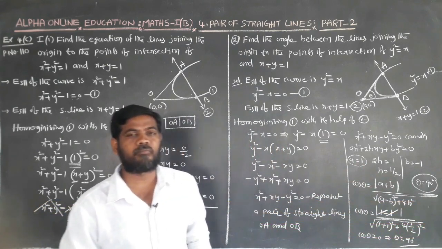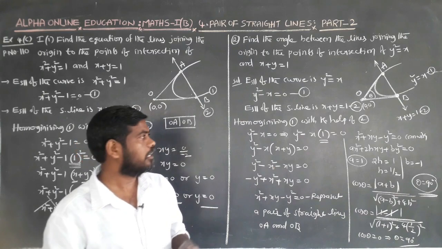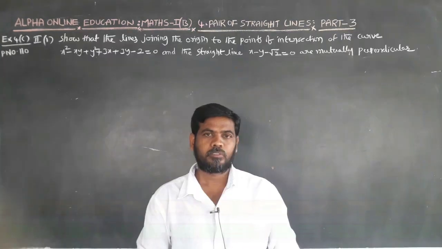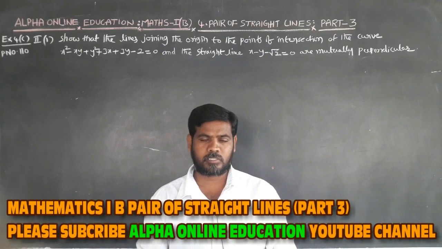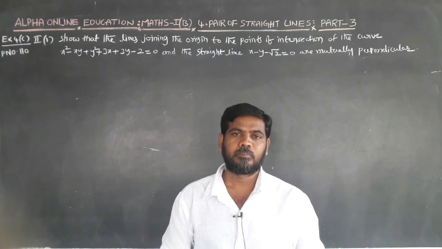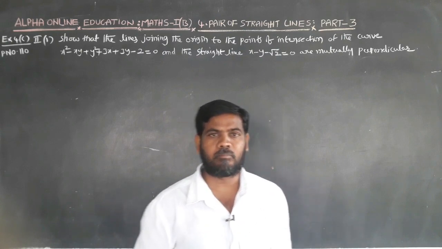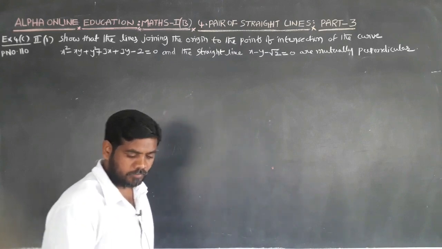The angle between the two lines is 90 degrees. This is the process, a very important problem. Homogenization problems, exercise 4C, the most important problem. It is a 7 marks question in exercise 4C, page number 110.